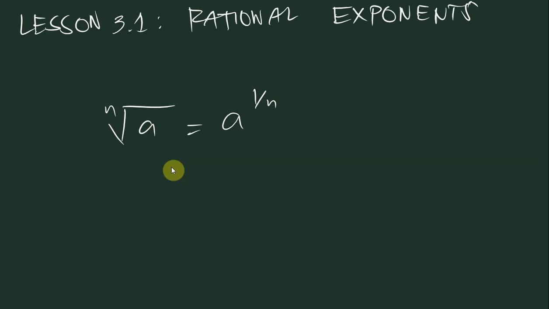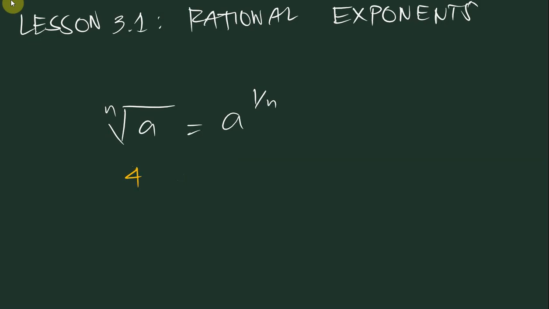Okay, so let us now proceed to rational exponents. The key thing that you have to remember here is this principle right here: the nth root of a is equal to a raised to 1 over n. To give you an intuitive idea of why this works, let's give an example here.